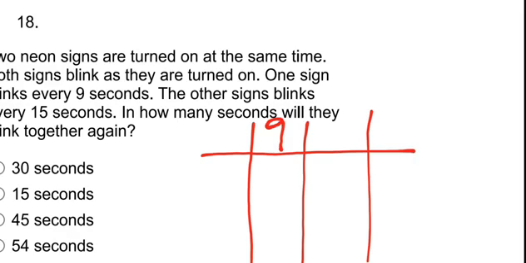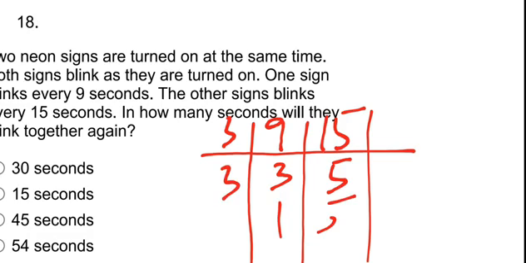That's 9 and 15. Yes, 3 can go 3, and this is 5. 3 can go 1, 5. Then 5 can go 1, 1. So 3 times 3, 9 times 5, that is 45. So which means they are going to blink together at 45 seconds.